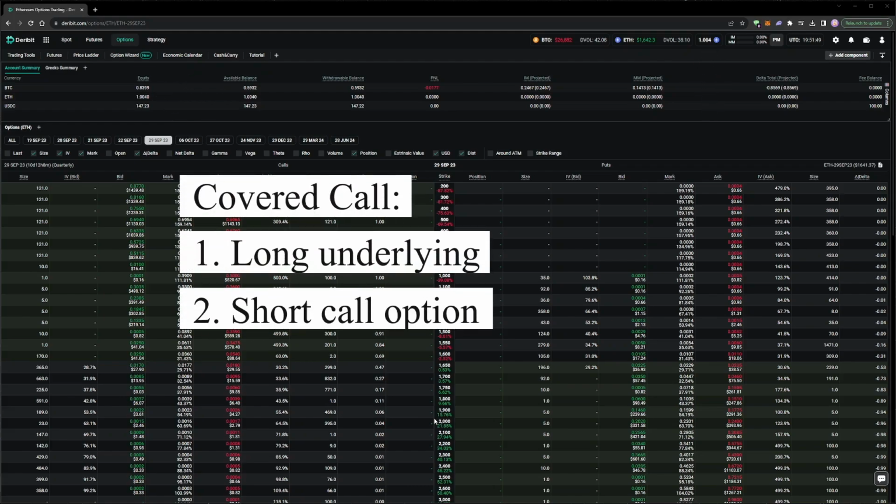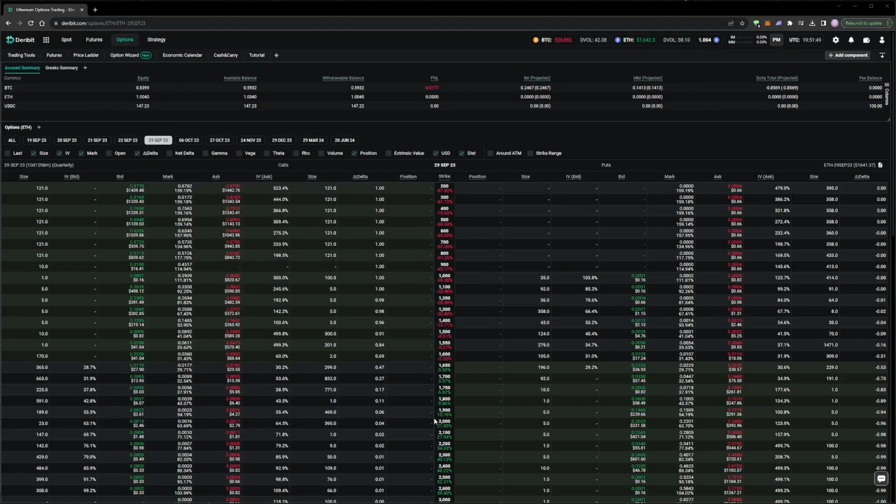A covered call is a combination of a long position in the underlying and a short call against it. We are holding ETH already as our account balance, which acts as our natural long, so all we need to do here is sell an ETH call option. If instead we were starting with a balance of USDC, we would first buy some ETH and then sell the ETH call option. Let's go back to the option chain then and select a call option to sell.